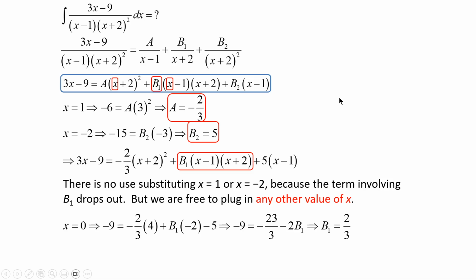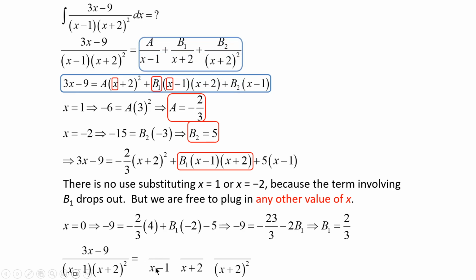Okay, so let's put them all in there. What was my A again? It's negative 2 thirds. And what is my b sub 1? A positive 2 thirds. And what is my b sub 2? It's a positive 5, isn't it? There we go, right there.